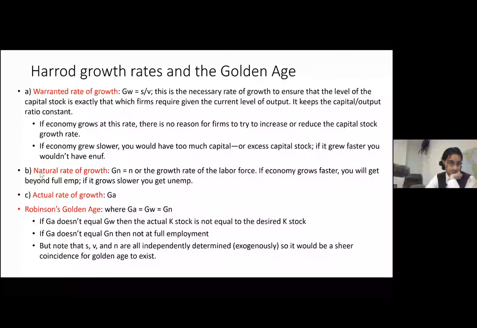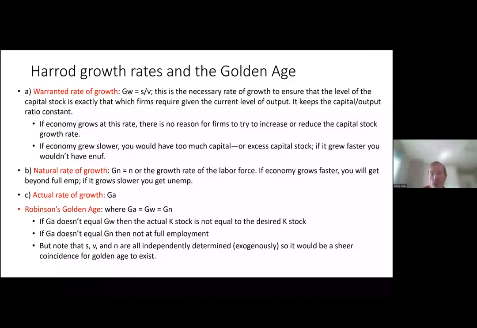Okay. So then Joan Robinson comes along and says, you know, it's very unlikely that this is going to happen. It's very unlikely we're going to have exactly the right growth rate. And so she lays out three different growth rates: the warranted growth rate, the natural growth rate, and the actual growth rate. So the warranted growth rate, GW, is S over V, okay? That's the necessary rate of growth to ensure that the level of the capital stock is exactly that which firms require given the current level of output. It keeps the capital output ratio constant. If the economy grows at this rate, there's no reason for firms to try to reduce or increase the capital stock growth rate because it's the right growth rate.